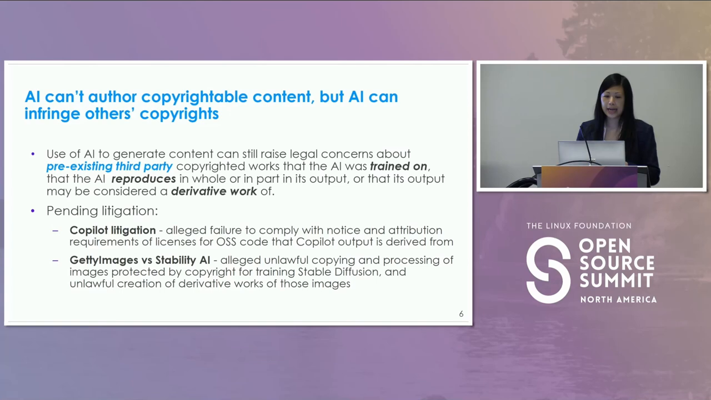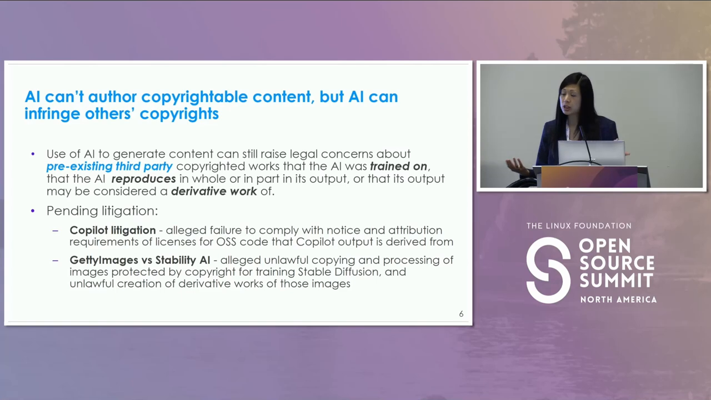So although AI can't author copyrightable content, so it can't be the owner of copyrightable content, it can infringe others' copyrights. So this is where some of the legal risk is. AI models usually train on pre-existing data. And sometimes that pre-existing data could include code or other content, whether it be images, artwork, literary works, films, et cetera, that may be owned by third parties. And if you give an AI a prompt and it gives you output, if that output reproduces and copies some of the material that it was trained on without permission, that could result in infringement of third-party rights.